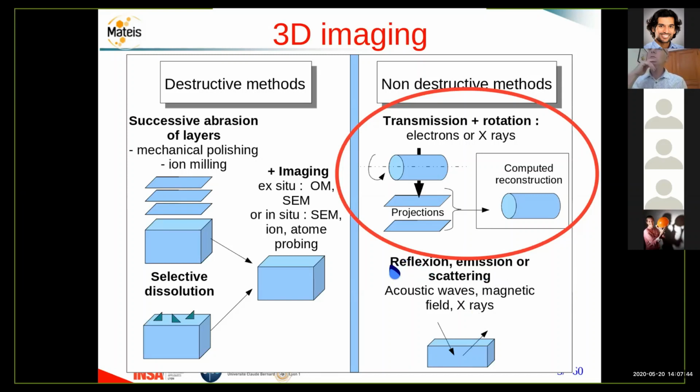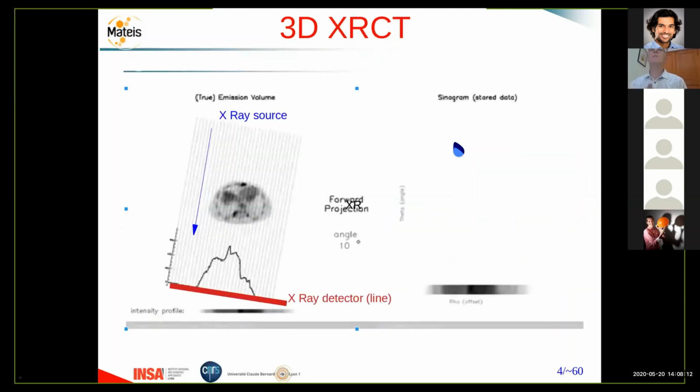There are some methods based on reflection, emission, and scattering, which I will not speak about today. I will rather focus on the methods that are named transmission and rotation, because these are non-destructive, and this is the basics of X-ray tomography that I am using. But you can also do it with electrons or neutrons. And the principle of this transmission rotation method is explained in this slide.